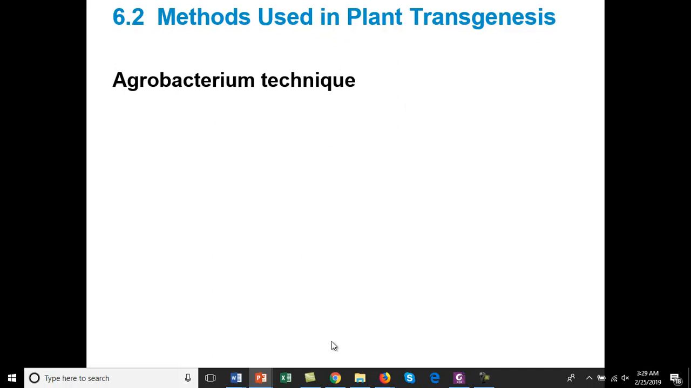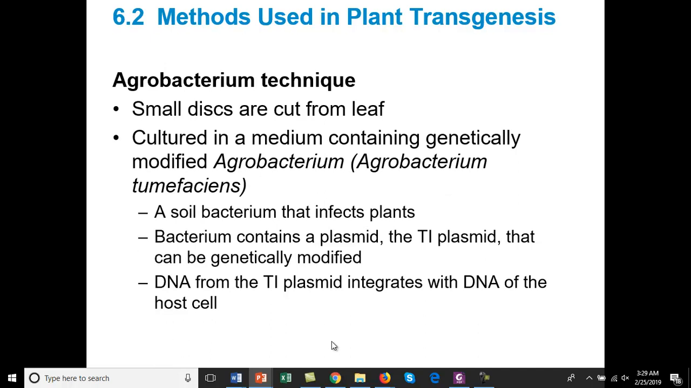Now, the Agrobacterium technique is one of my favorite techniques because it's easy. I like to do easy things and not hard things. So all you do is you take small discs that are cut from the leaf of tobacco or potato or another type of plant, and then you culture the discs in a medium that contains genetically modified Agrobacterium. The specific species is Agrobacterium tumefaciens, a soil bacterium that infects plants.